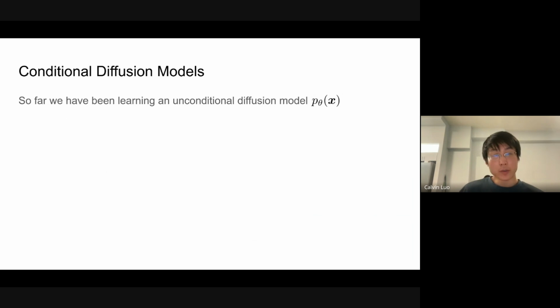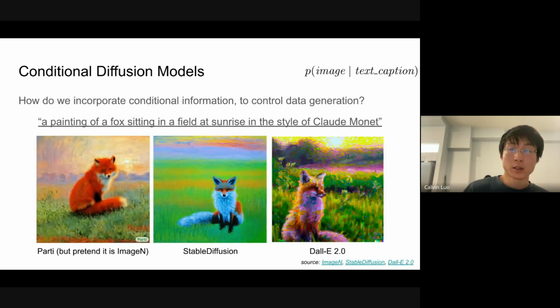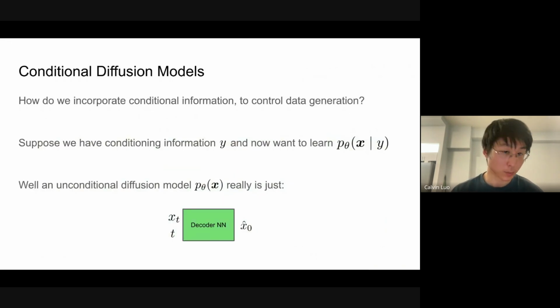Okay, so far we've been learning an unconditional diffusion model, p sub theta of x, right? But really, what we get very excited about is trying to learn conditional diffusion models. We want to learn models where we can generate fancy images conditioned on text. And so the big question now is, how do we incorporate conditional information such that we can control the data that we generate during sampling? Suppose we have conditioning information represented with y, and now we want to learn p sub theta of x given y.